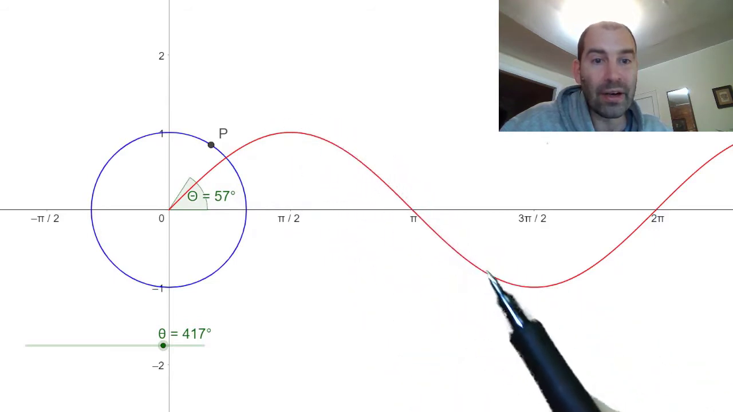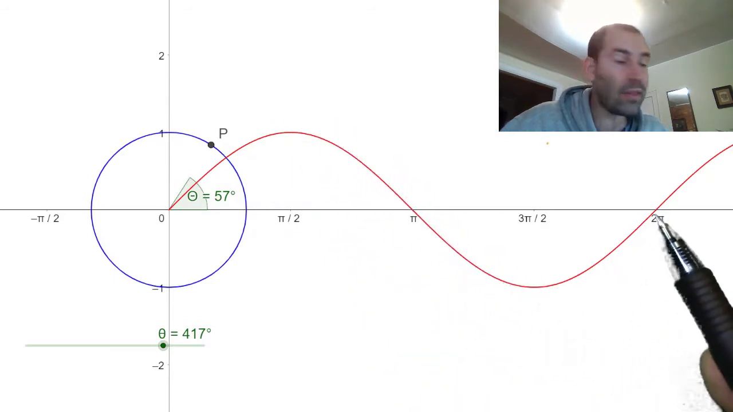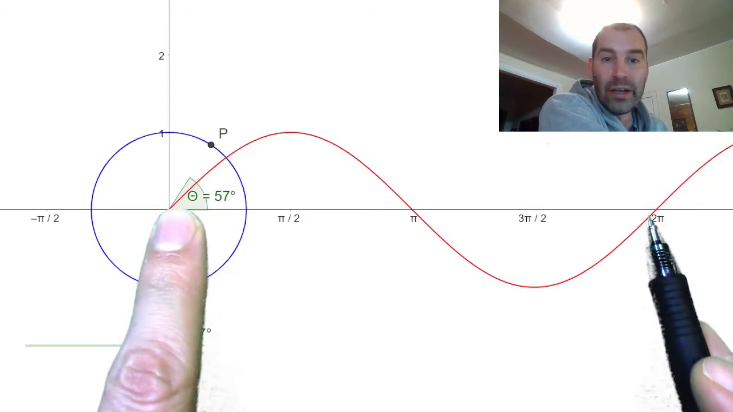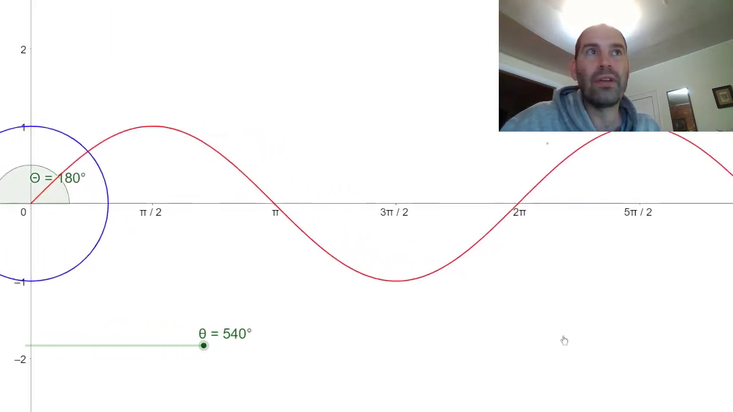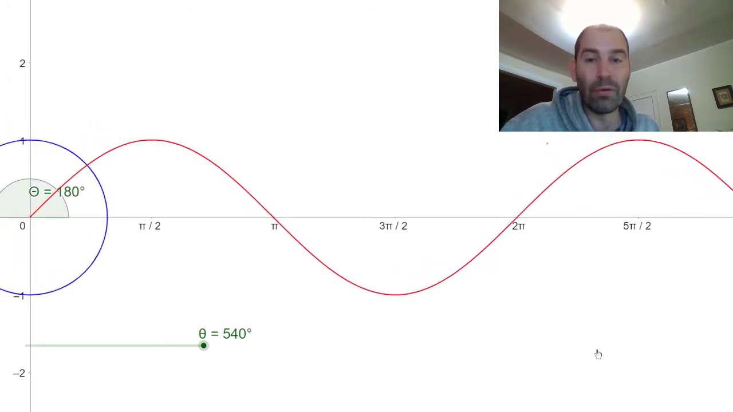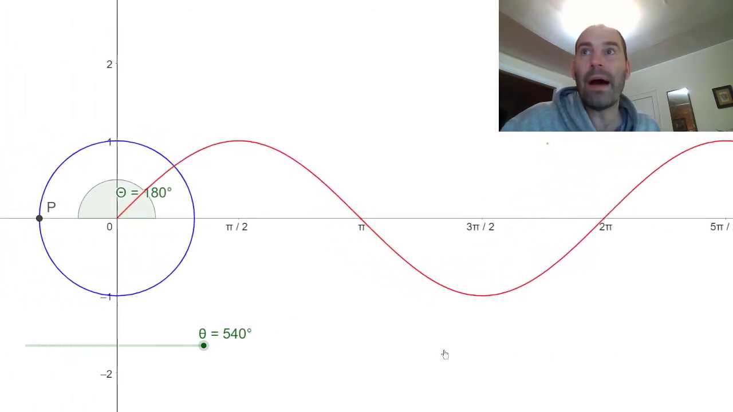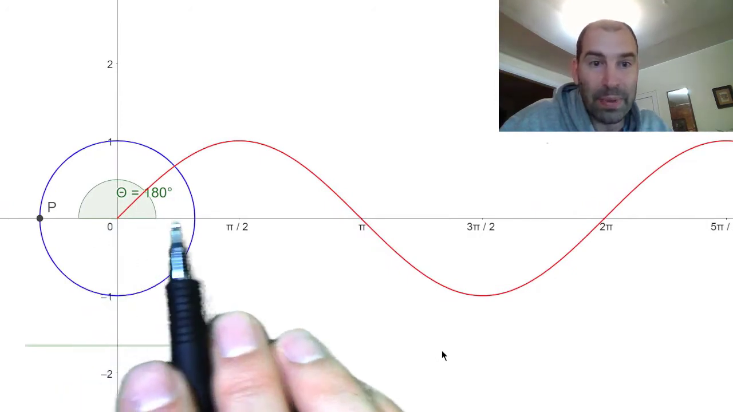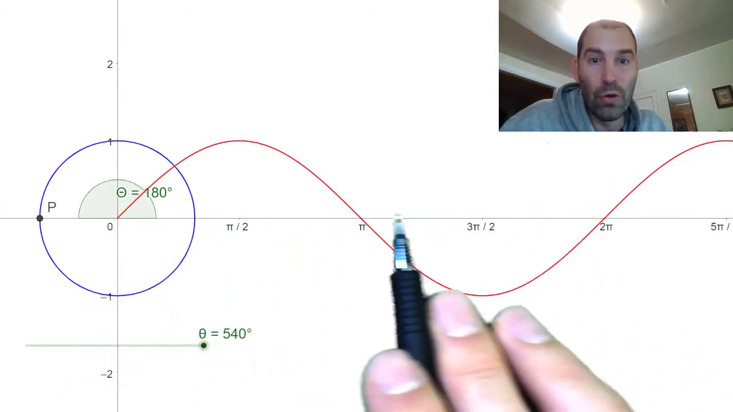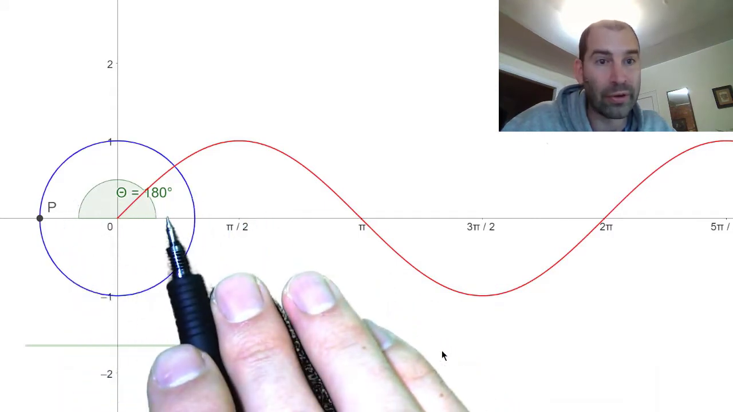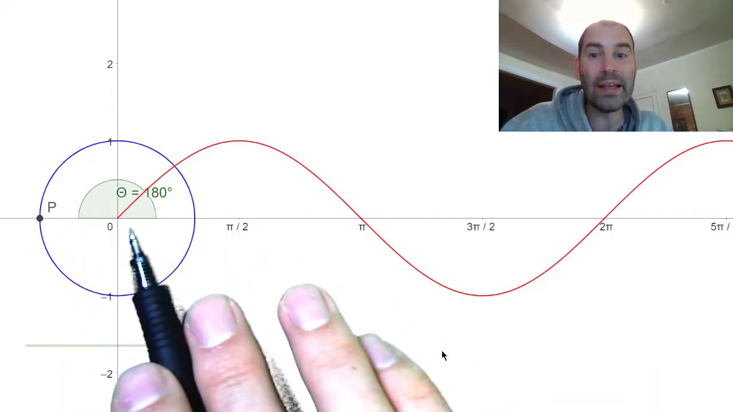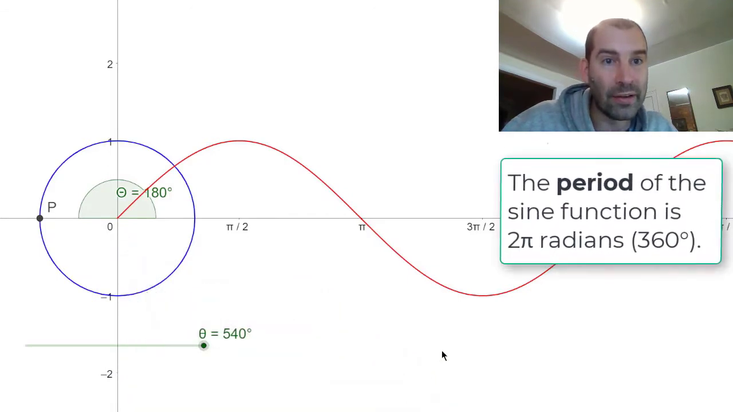It goes up, it comes down, it comes back, and then the entire graph from here to here starts over again. If I keep going a little bit further here, you'll see if I look down here, the graph just repeats itself over and over and over again. The amount of distance that it takes to repeat itself, in this case 2 pi radians, remember that gets you all the way around the circle, that corresponds to 360 degrees, is called the period of this function.